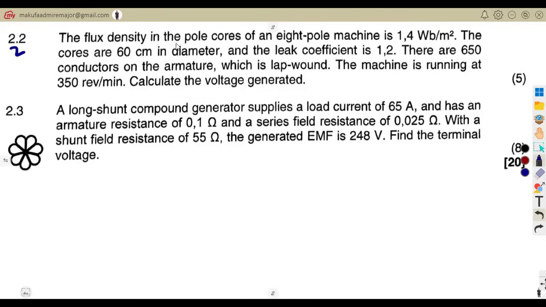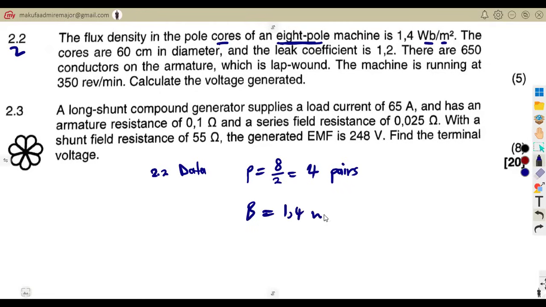On another part of our question, which was 2.2, they gave us the flux density in a pole, in the pole cores of an 8-pole machine. 8-pole machine, meaning say the number of pair poles. If there are 8 poles, so how many pairs? Divide by 2, so we've got 4 pairs. So P, remember, number of pair poles, is 4. The flux density is 1,4 Webers per square meter. They're simply talking of the Tesla there. That is magnetic flux density.